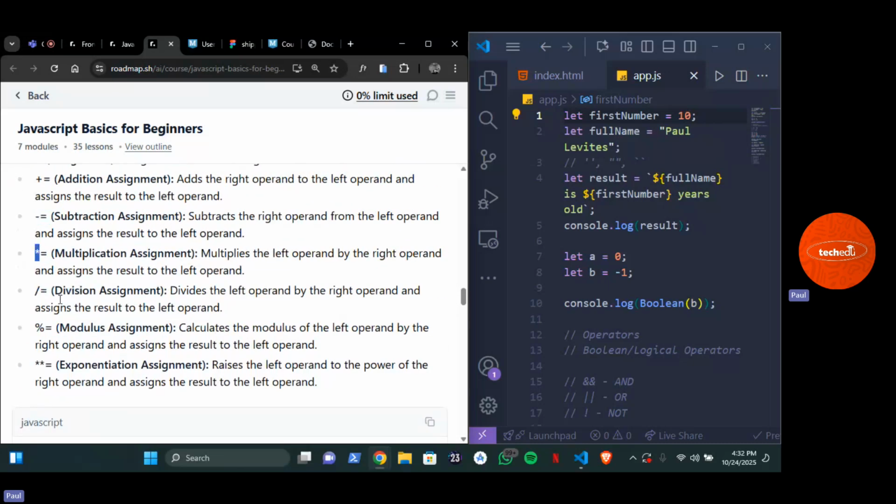If you now have x, that's the multiplication sign, equals to 5, what will you have? 10 times 5, 50. Then the same thing, divided by 5. That's 2. Modulus 5, 0. Then 10 to the power 5. What's 10 to the power 5? That's 100,000. Okay, good. So that is basically what we're talking about here.